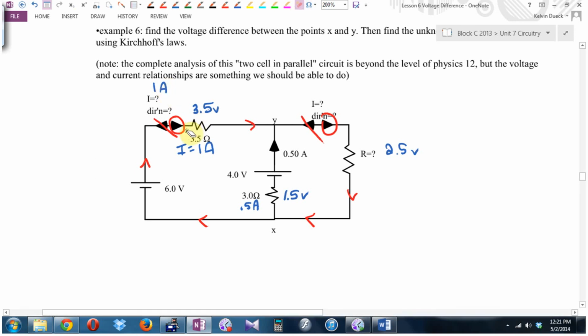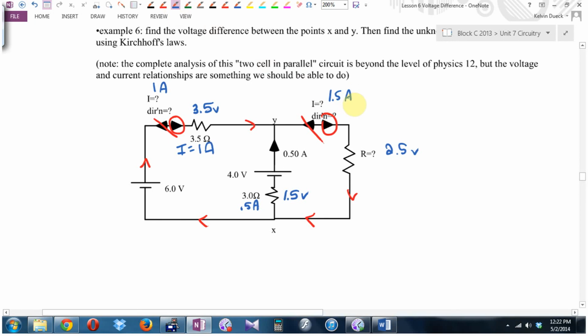Which way is that 1 amp flowing? To the left or to the right? To the right. Now right here, what's coming up from the bottom? How many amps are coming to the right? 1. How many amps are coming up? 0.5. What's the current sitting right there? Got to be 1.5 amps.